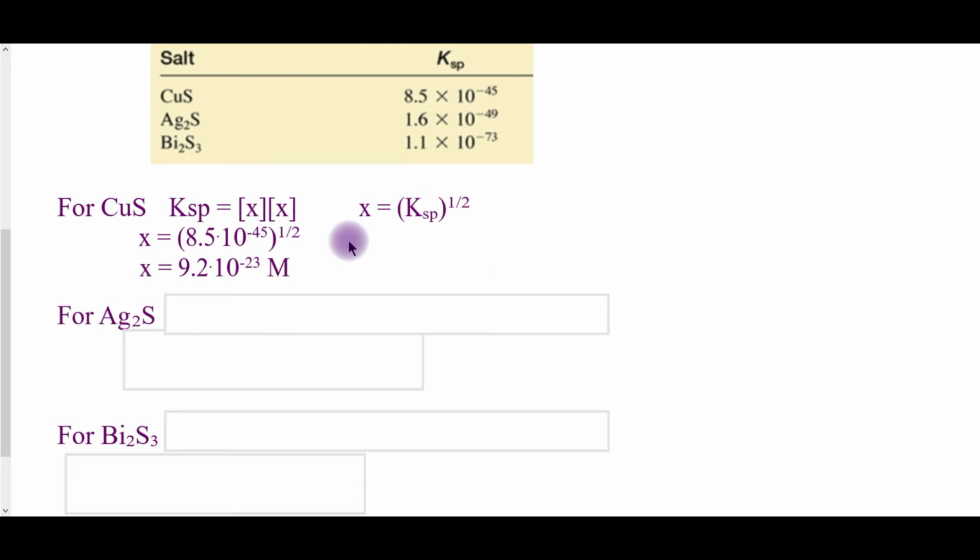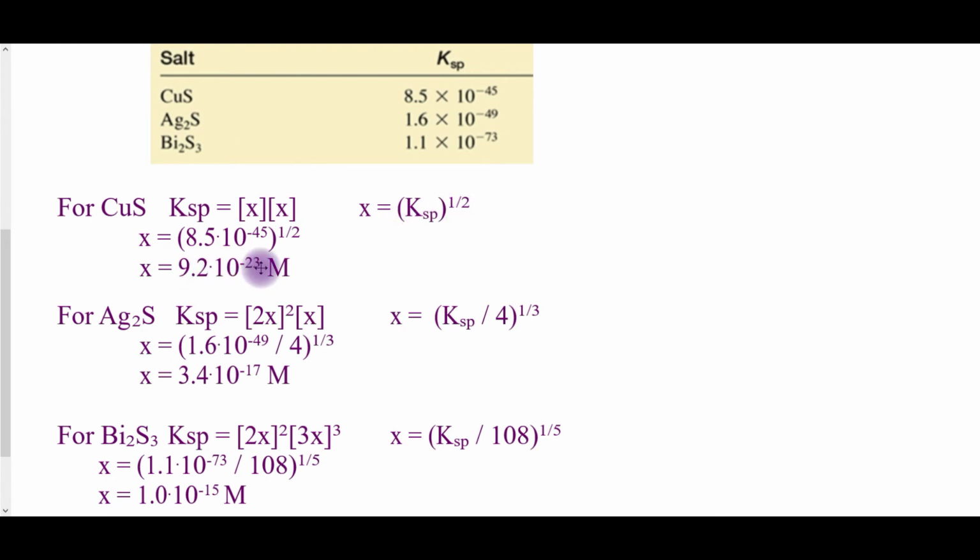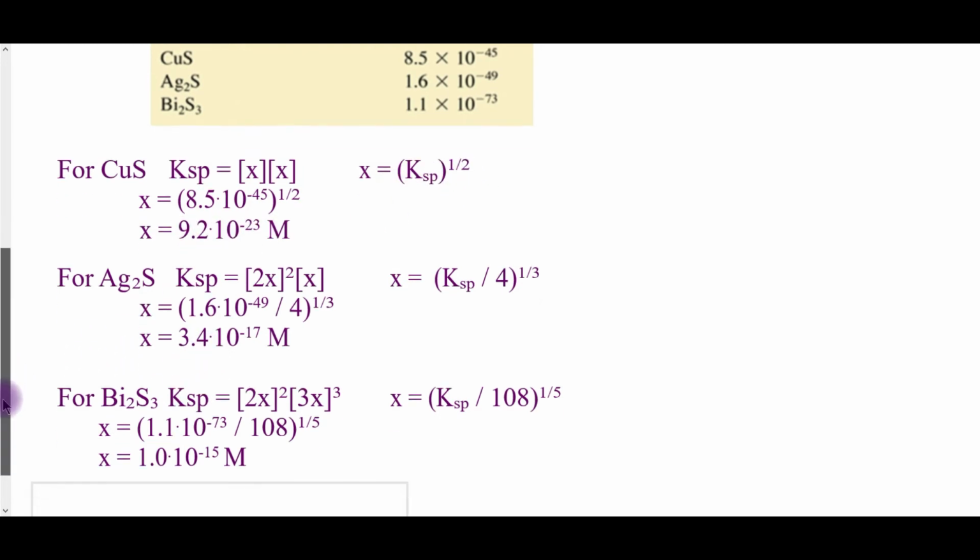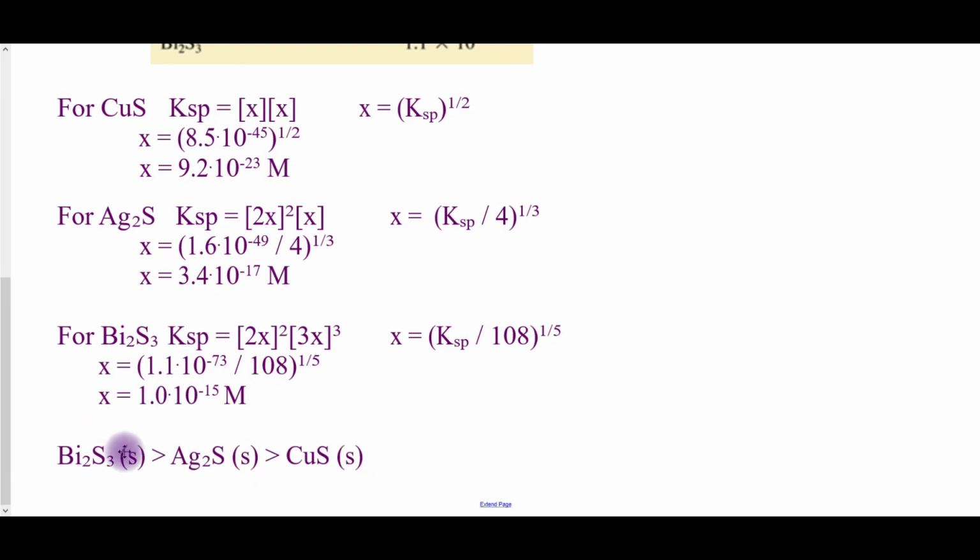We can use, though, the KSP to calculate our solubility. When we do that, we get our values for our solubility. Using those values, we can put them in order. Bismuth sulfide has the largest, so it is the most soluble. Copper 2 sulfide has the smallest value, and it is the least.